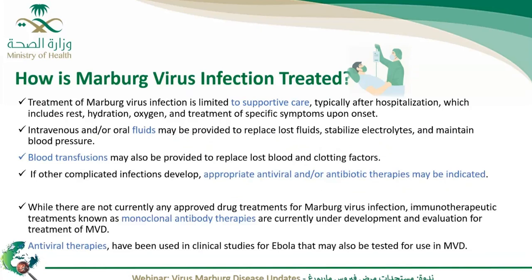How is Marburg virus infection treated? Treatment of Marburg virus is limited to supportive care, typically after hospitalization, which includes rest, hydration, oxygenation, and treatment of specific symptoms upon onset. Intravenous or oral fluid replacement could also be helpful to stabilize electrolytes and maintain blood pressure. Blood transfusion may also be provided to replace a loss of blood or clotting factors. In other complicated infections, appropriate antiviral or antibiotic therapy may be indicated with co-infection.